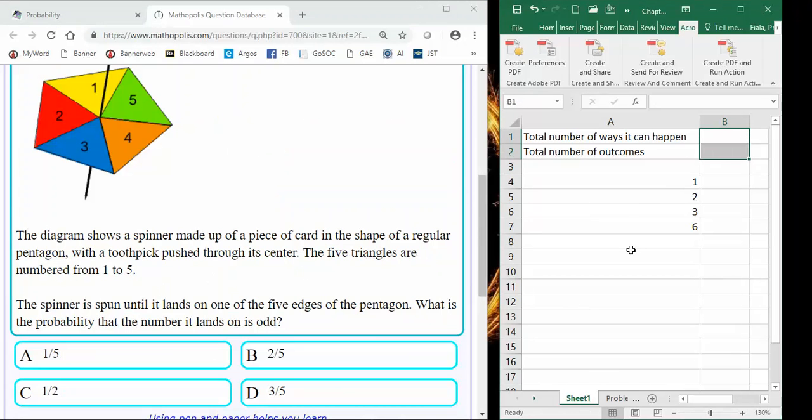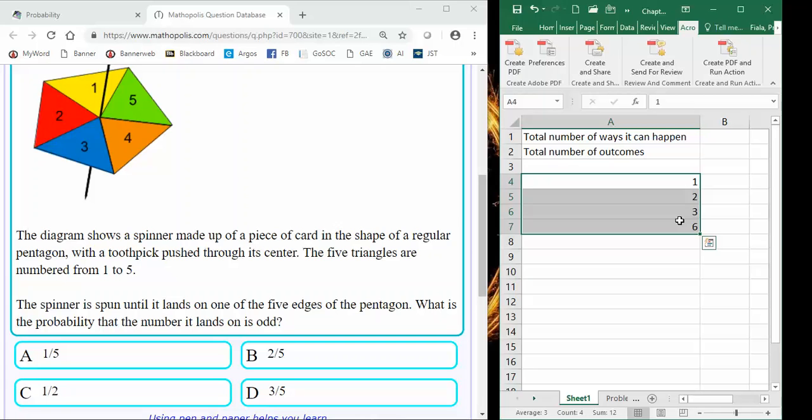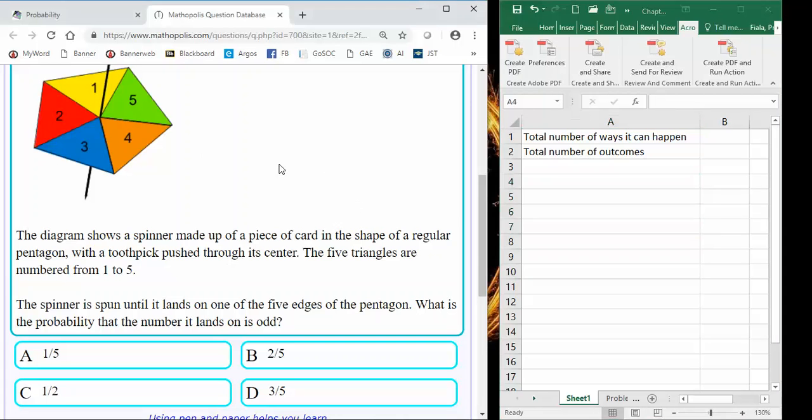It says the diagram is showing a spinner made out of a piece of card. It has a toothpick through its center. And the 5 triangles, here's what matters, the 5 triangles are numbered from 1 to 5. So we know the number of outcomes is 5. We know the bottom is going to be 5, so it couldn't possibly be this one. The spinner is spun until it lands on one of the 5 edges. What is the probability that the number it lands on is odd?